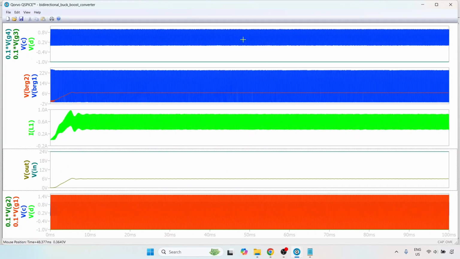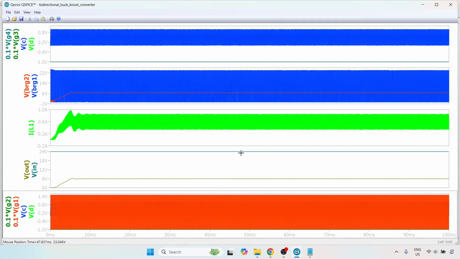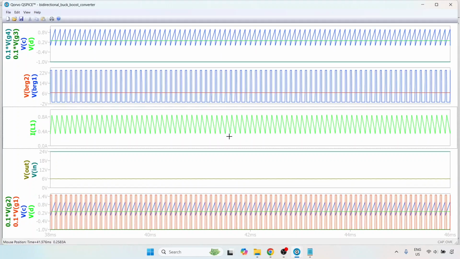Now, I will leave it to you as an exercise to interpret the gate pulses voltage, as I have already done it several times. I do not want to repeat it again in this lecture. Instead, I will talk about two other quantities. The first quantity is the inductor current. As you can see, the inductor current is positive.